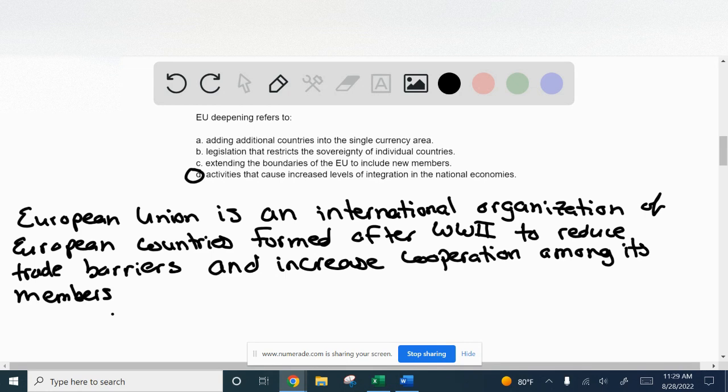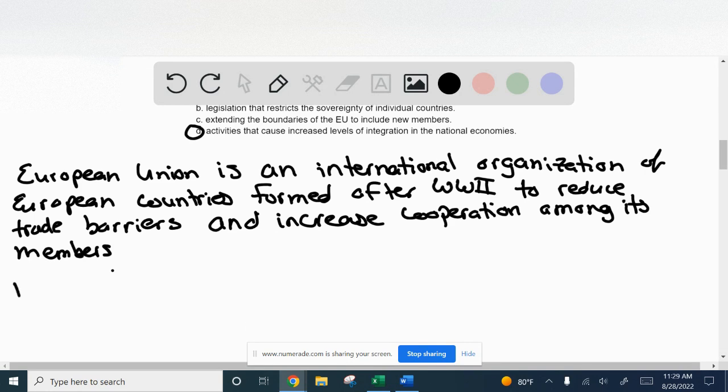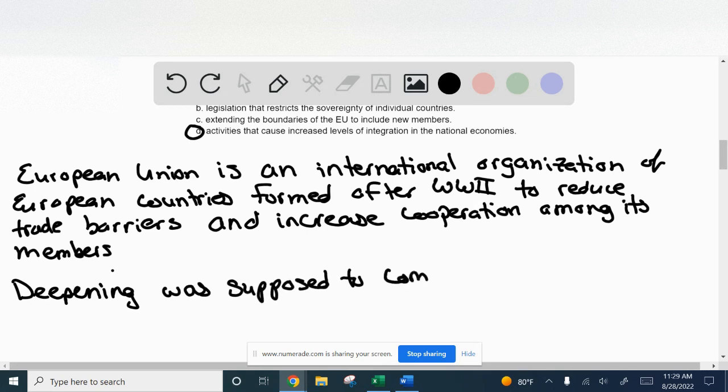Deepening was supposed to complement enlargement. The deepening refers to this ever-closer union and is seen in the increased integration of the EU. Its clearest manifestation has been the EU's transition toward economic and monetary union and the introduction of the single currency, the euro.